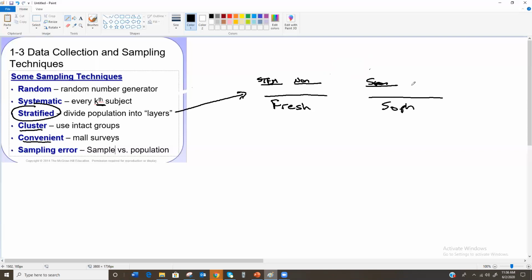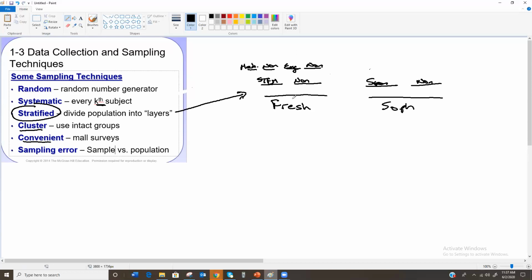STEM majors, non-STEM majors. And then out of the STEM majors, I'm going to make sure that I get a certain number that are in medical fields and a certain number that are not in medical fields. And for the non-STEM, I'm going to pick, I don't know, whether or not they are English majors. And you keep putting these levels on. And so there are these layers of who you're picking.